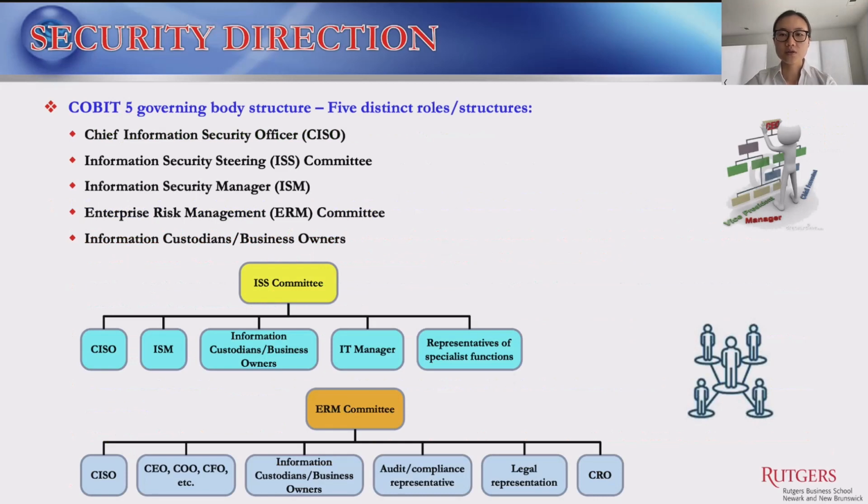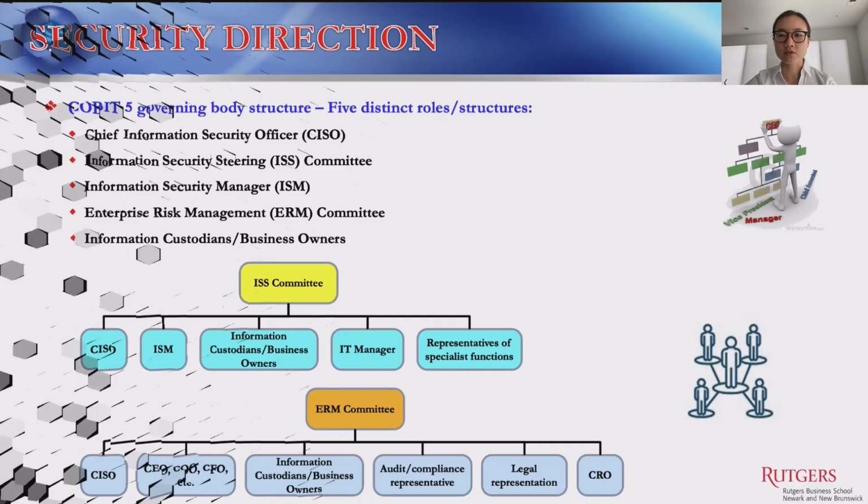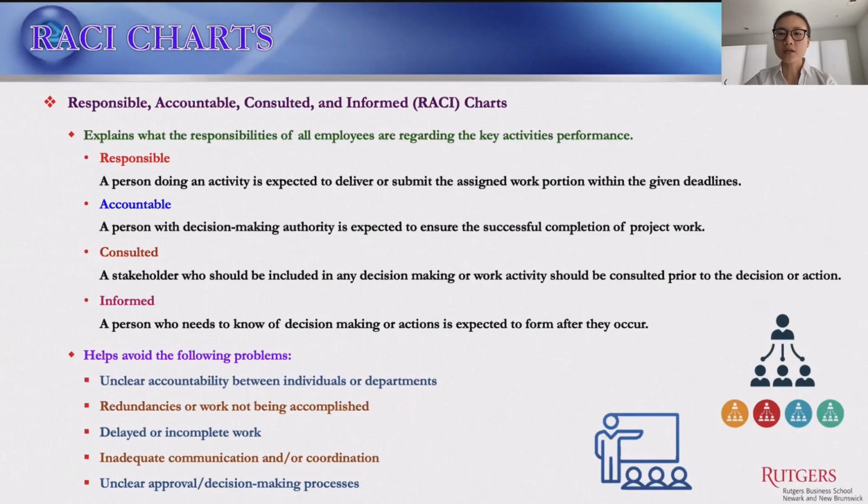Next, we'll introduce COBIT 5, which provides a more elaborate governing body structure, and it is worthwhile for larger organizations to adopt such a structure. COBIT addresses the responsibility of all roles played by employees in the IT governance actions. The COBIT responsibility model is formalized through the RACI chart matrix. The RACI represents responsible, accountable, consulted, and informed.